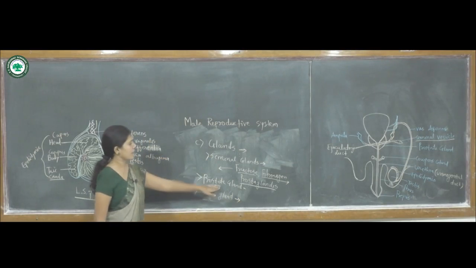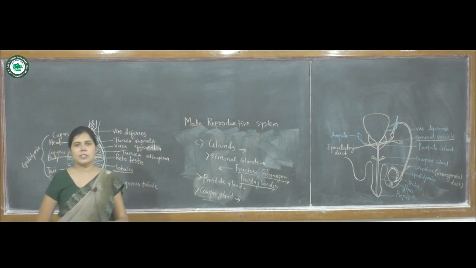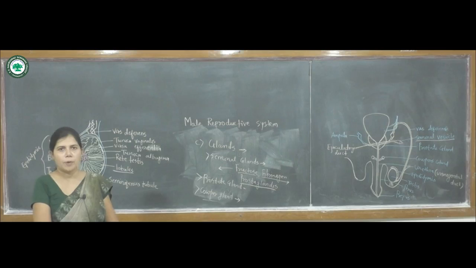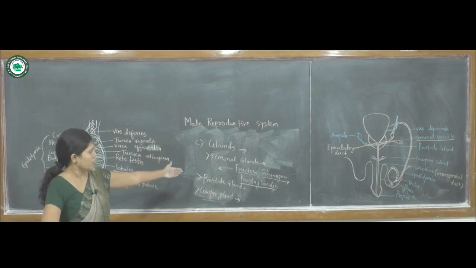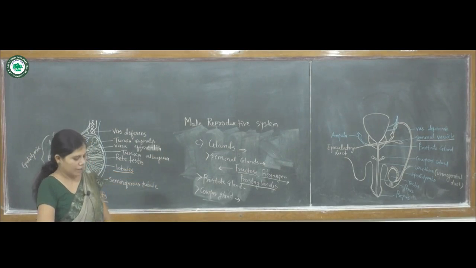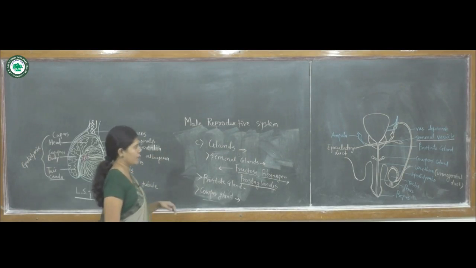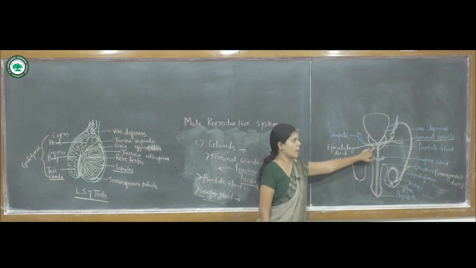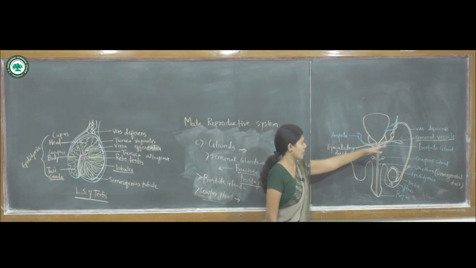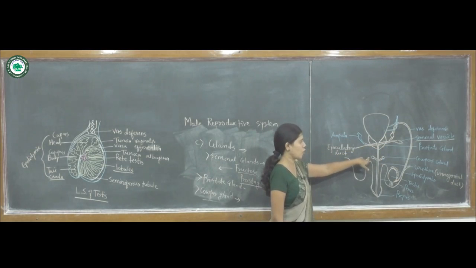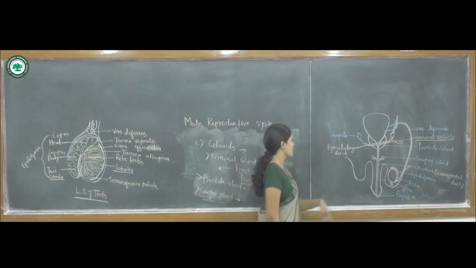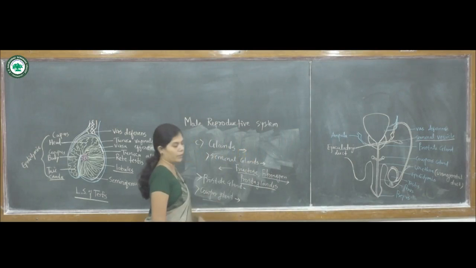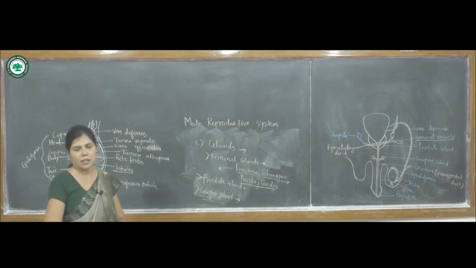The prostate gland contributes 30% of the total volume of the semen. The prostate gland is large and heart-shaped. It is the largest gland, larger than the seminal vesicle and larger than the Cowper's gland, and it is single in number. The third one is the Cowper's gland.